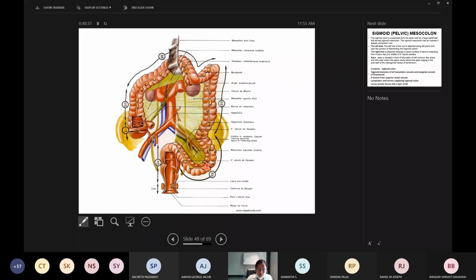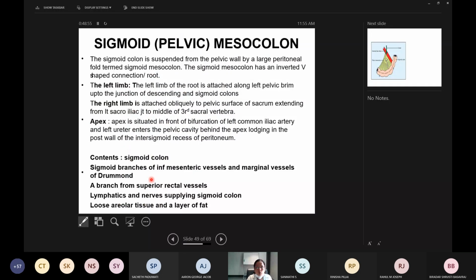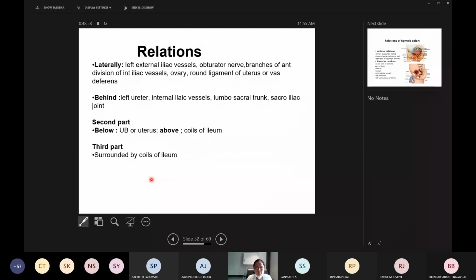So this is the vertical part, which will be running downwards along the left pelvic wall. From the left pelvic wall to the right, it runs as the horizontal part. This is the oblique part. So this is the S-shaped curve of the sigmoid colon, also called the pelvic colon.